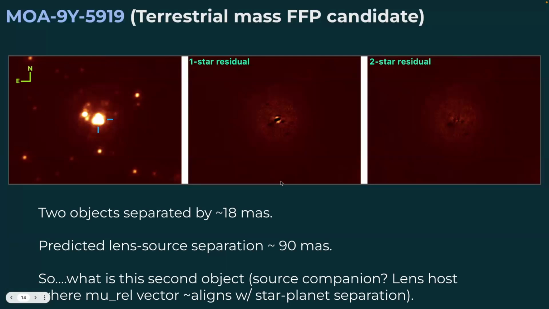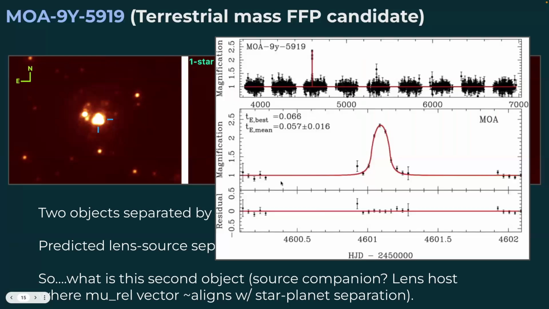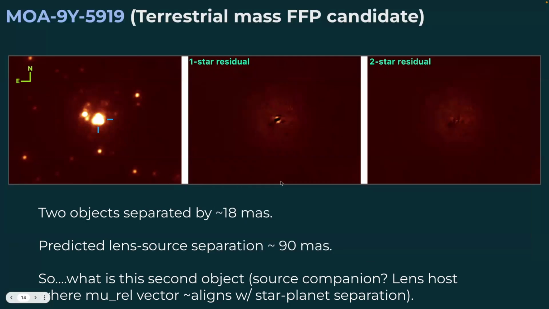5919 planet, where the mu rel vector, so the relative proper motion direction, is aligned more or less with the planet and star separation. So you could imagine maybe the FFP signal occurred, so this planet caused the lensing signal, and then maybe their motion, the host, if it is a host star of this planet, trailed behind the planet's signal, and maybe that's what I'm detecting here, maybe the host that's much closer to the source at this point in time.